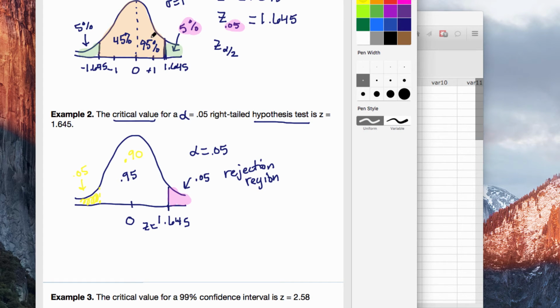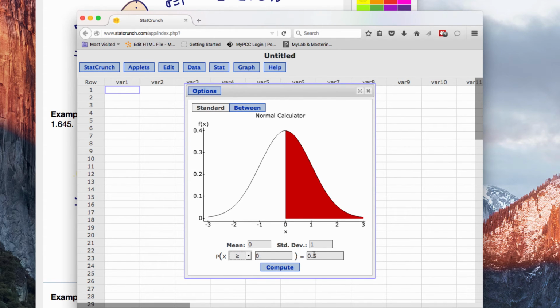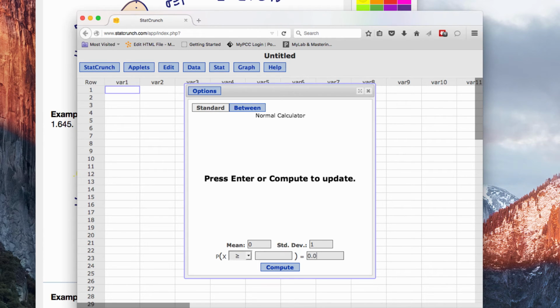So back earlier in the class when you learned about finding values on a normal distribution, that was in preparation for finding critical values for confidence intervals and then critical values for hypothesis tests. So let's find this 1.645 on a calculator in StatCrunch. I'm going to go back over here to the normal calculator. I'm going to choose standard, and I want x greater than or equal to some number. I want that area in the right side. That's why I choose greater than. Mean of 0, standard deviation of 1.